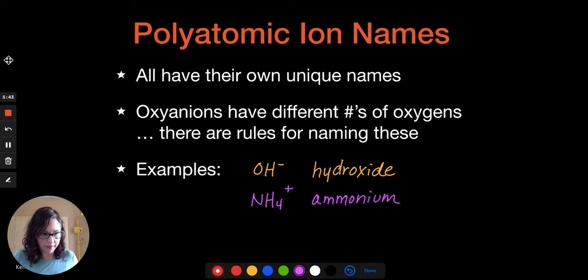Or maybe we could have something like NO3 minus. The 3 is little, the minus 1 is the charge up top, and that is going to be nitrate. And so these are on that polyatomic periodic table of ions in that polyatomic ion area. Or you can find lists of them different places to start to learn those names and what their charges are. And hopefully we get used to some of these over time and using them.